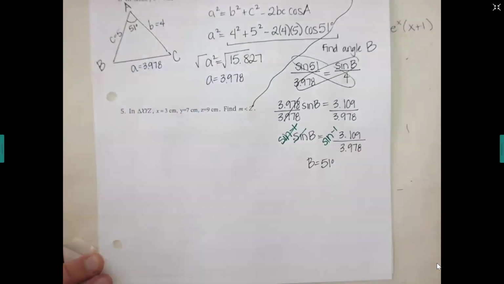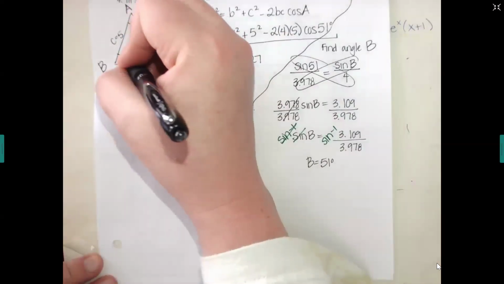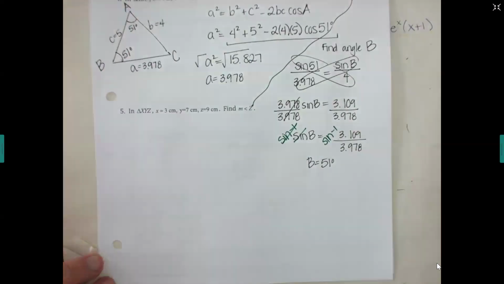Now, if this angle is 51 and that angle is 51, could I easily find the third angle without one of these laws? Yeah, do 180 minus. Okay. All right, one more like that. Take a look at number 5.